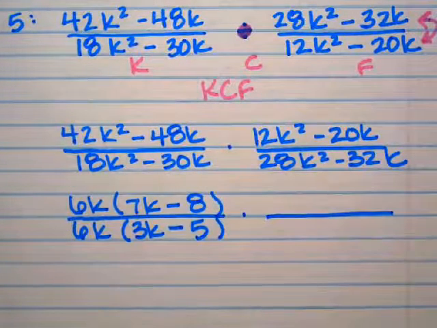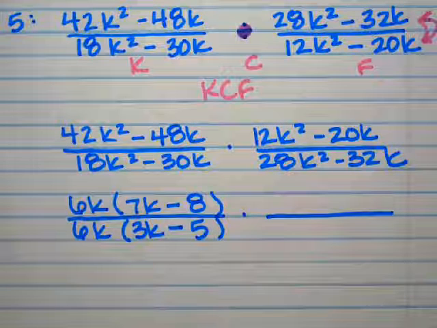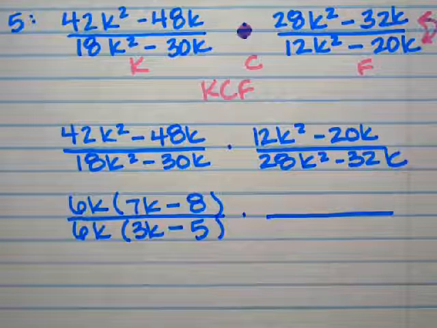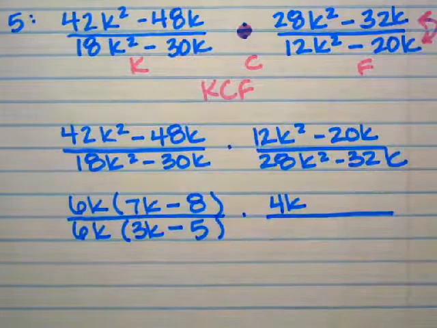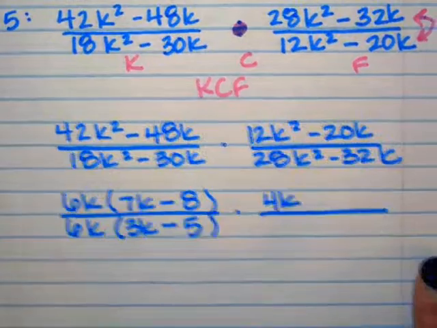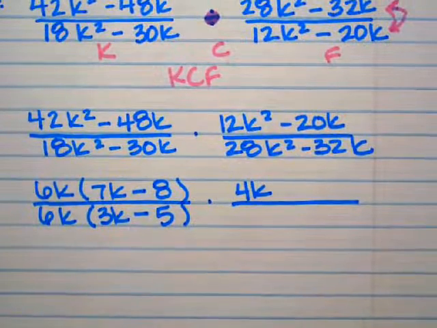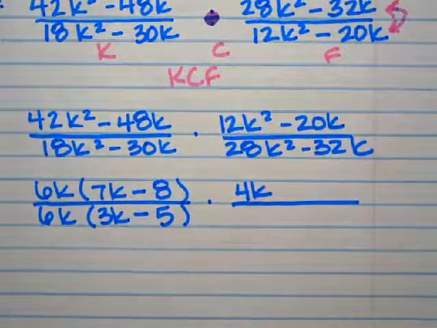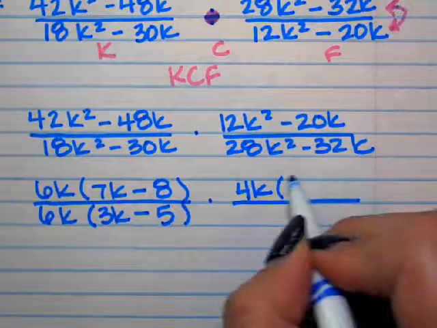Between 12 and 20, what's in common? Is it 4? Did I say 10 and 20? Between 12 and 20, we said 4. 4k is in common, and then what's left over? Ooh, that's tricky.